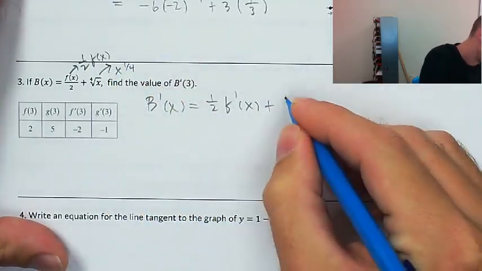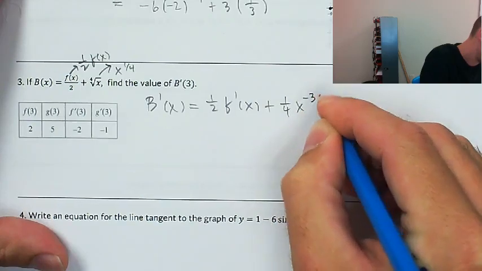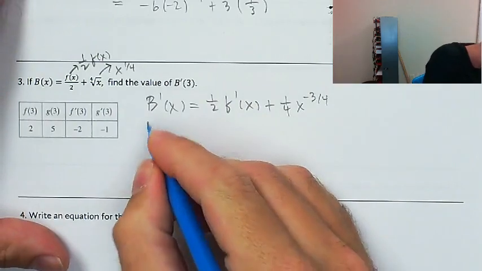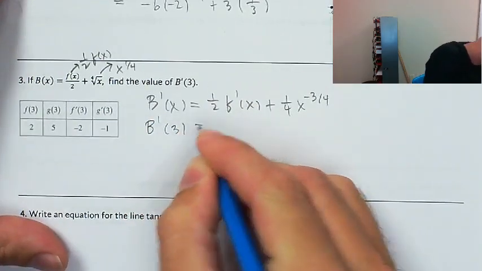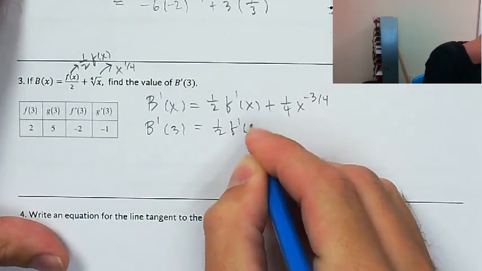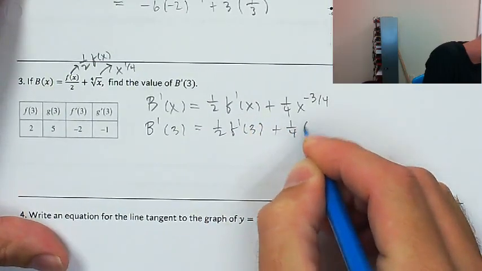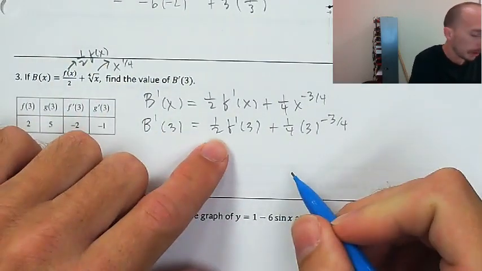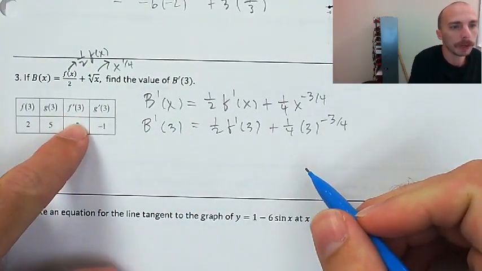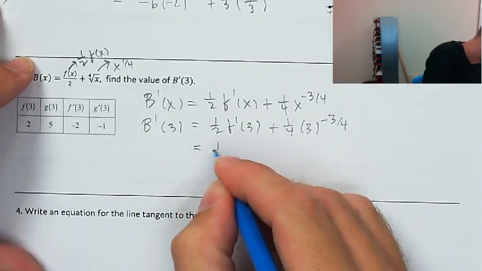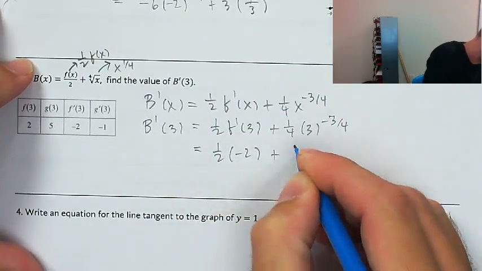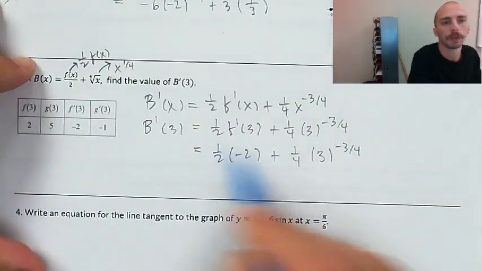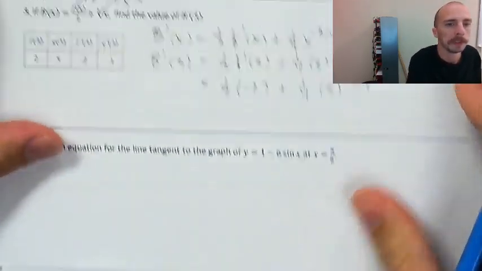So b prime of x is going to be 1/2 of f prime plus, and then I'm going to use the power rule over here, 1/4 of x to the negative 3/4 when I subtract 1. Now I'm going to plug in x equals 3. And 1/2 f prime of 3 is going to be 1/2 of negative 2. And then 1/4 of 3 to the negative 3/4. And that's just a number, so I'm going to be happy and stop there.